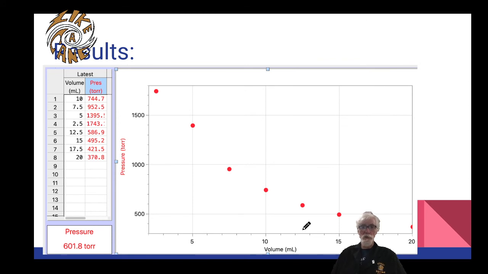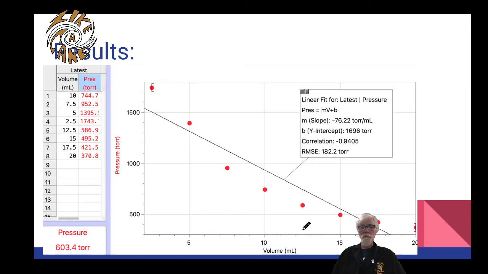Just visually looking at this result, it does not look like a line is going to be a good model for this relationship. In fact, when I apply a linear fit, it tells the story even more clearly. The correlation value is not great. 0.9405 does not indicate a very good line fit. And visually, you can see that the line does not follow the pattern that the points are following.